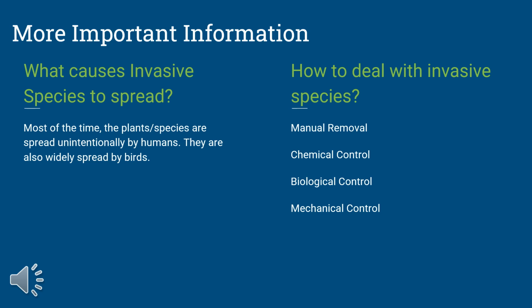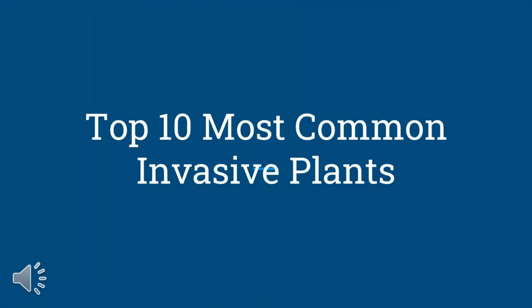How to deal with invasive species? You can manually remove them. You can control them with chemicals by spraying. You can biologically control them by bringing in other plants or organisms. Or you can mechanically control them by traps and barriers. Top 10 most common invasive species in the United States.